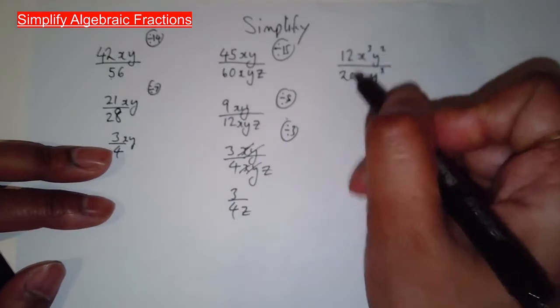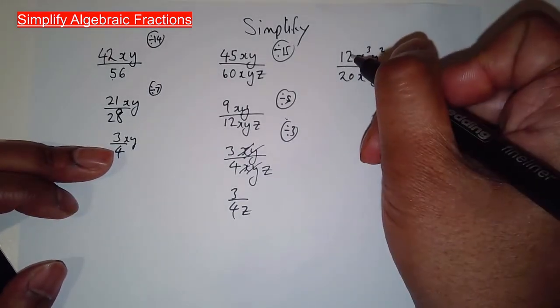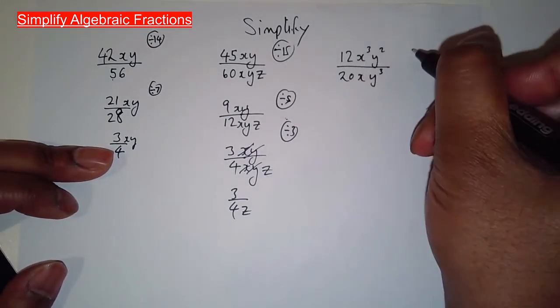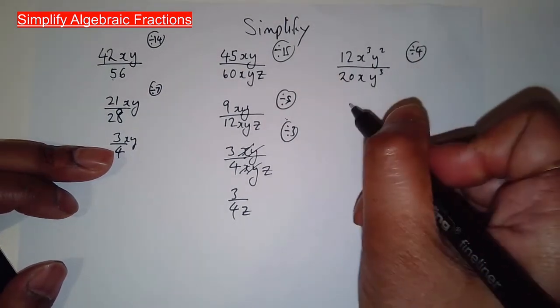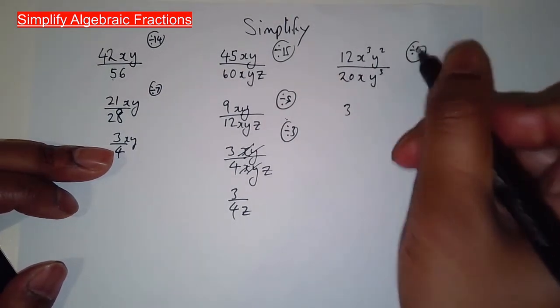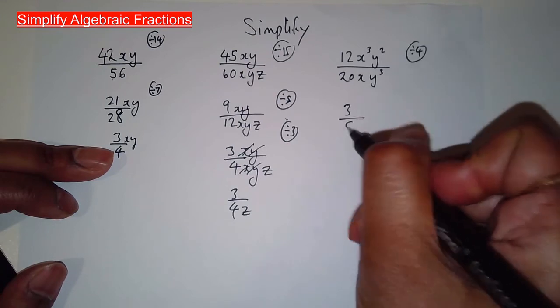Right, this one here, this one's manageable. The biggest number that goes into 12 and 20 is 4. So divide top and bottom by 4. 12 divided by 4 is 3. 20 divided by 4 is 5.